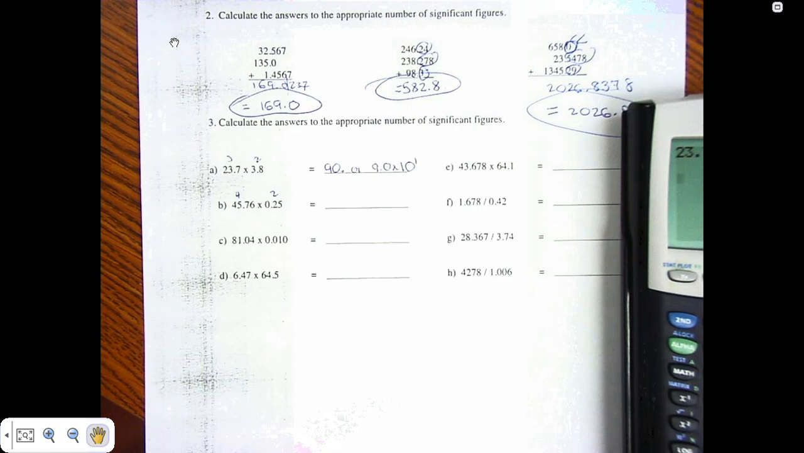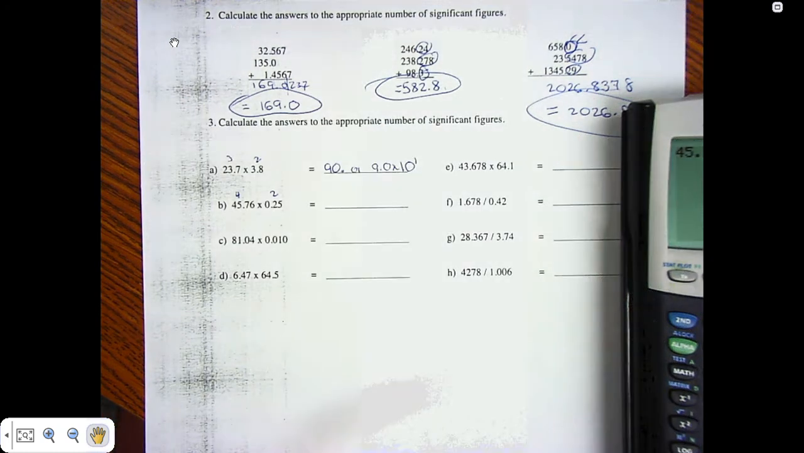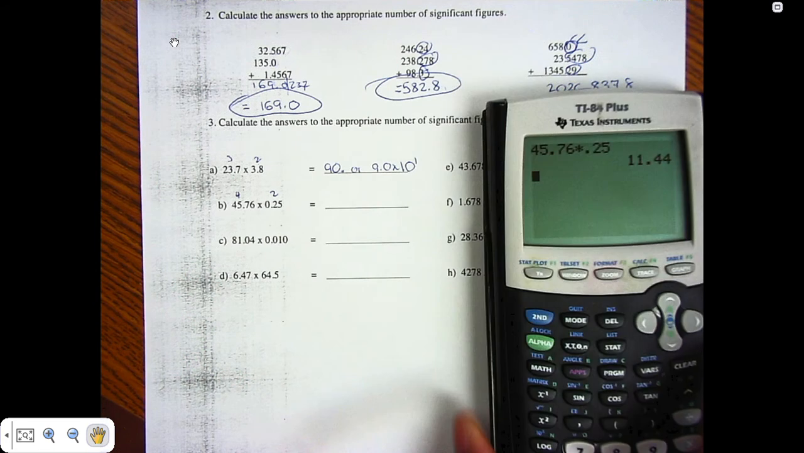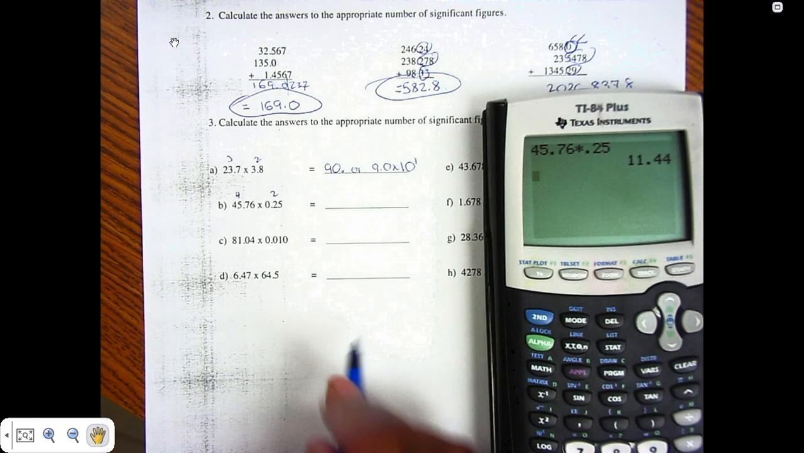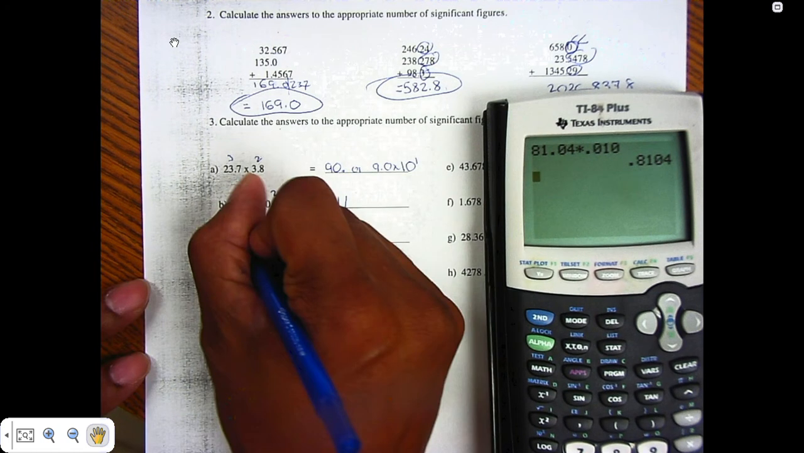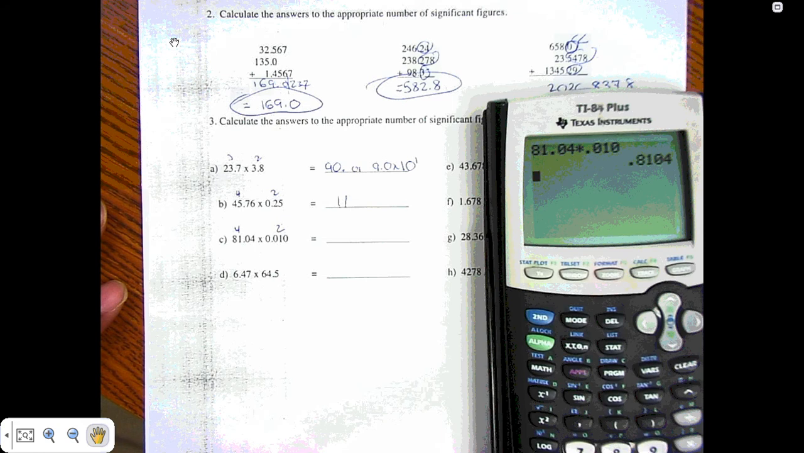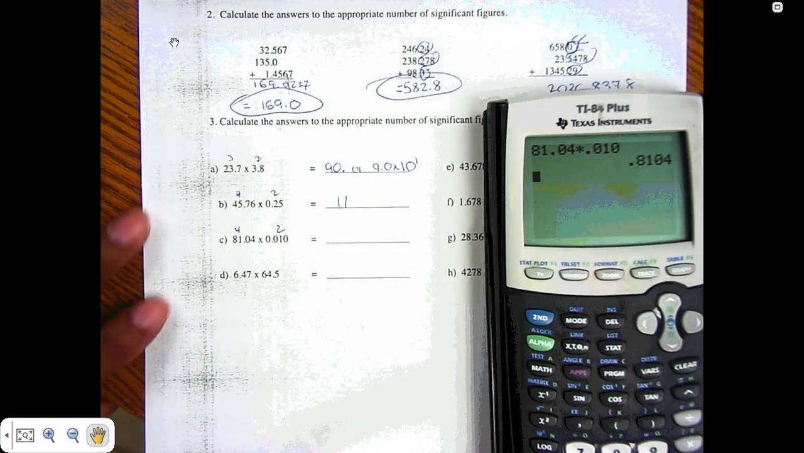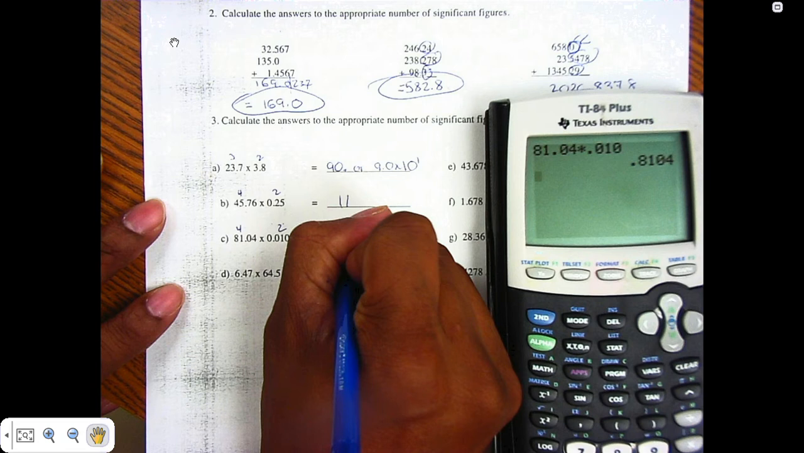45.76, that's 4 sig figs, and 0.25 has 2 sig figs. So 45.76 times 0.25 yields this answer of 11.44, but we can only represent that using 2 sig figs, and so we just round it to 11. Moving on, 81.04 times 0.010 yields 0.8104. Our number of sig figs here, we have 4 there, we have 2 here. Our answer can have no more than 2 sig figs. Therefore, the answer will be 0.81.